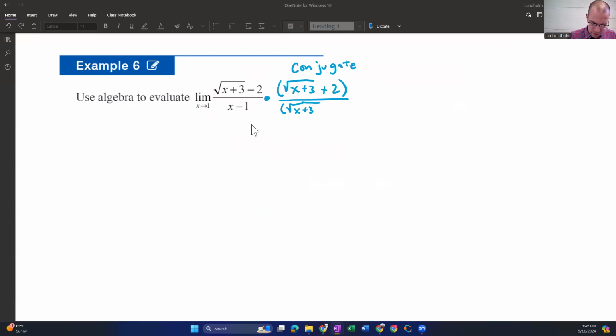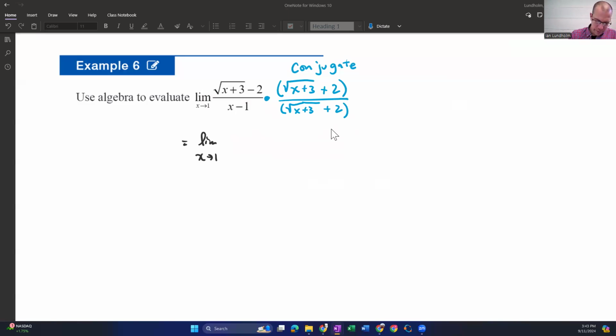And we don't want to change the value of the limit, so we're going to multiply by this fraction that's just a special form of 1. And what we get to do is simplify this a bit. And after we've simplified this, enough should have canceled so that we could substitute.